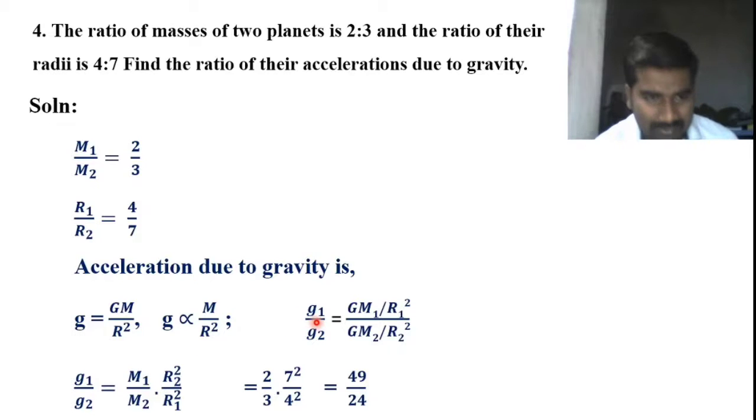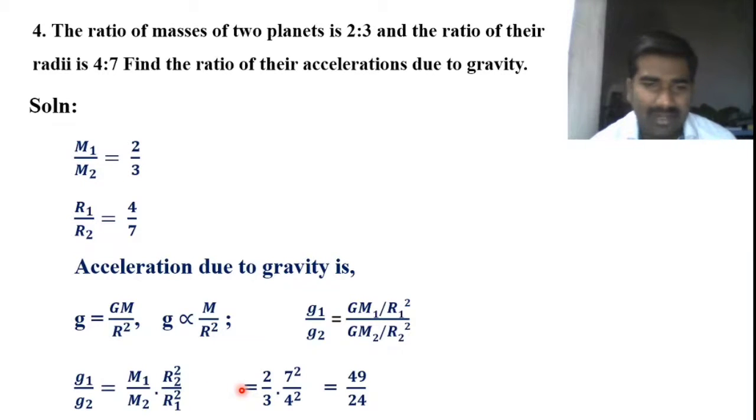So finally we want to find the ratio of accelerations due to gravity. g1 by g2 is equal to G m1 by r1 square divided by G m2 by r2 square. Here G is the same in both numerator and denominator, so it cancels. Finally we get g1 by g2 is equal to m1 by m2 into r2 square by r1 square. Here r2 square goes to the numerator and r1 square comes to the denominator.